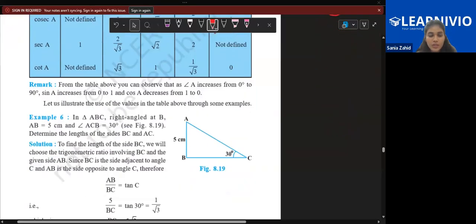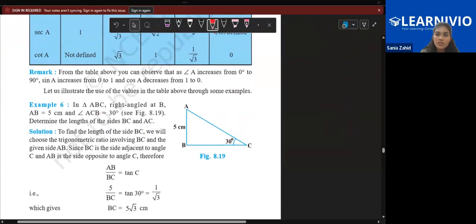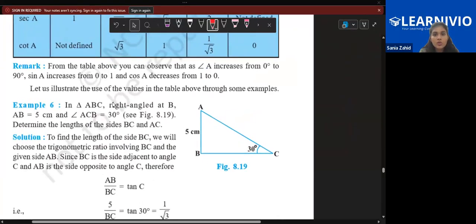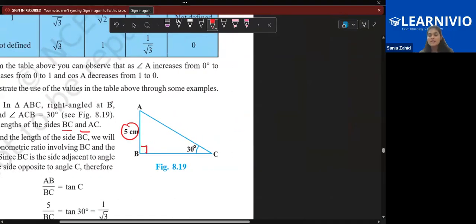Yeah. Okay. So the next type of questions we can have is related to this table only. The question says that there is a triangle ABC which is right angled at B. AB is given as 5 centimeter, angle ABC is 30 degree, and now they are telling you to find lengths BC and AC. So first of all, you have one angle and one side. You analyze which side that is according to the angle. According to the angle, this is the perpendicular.